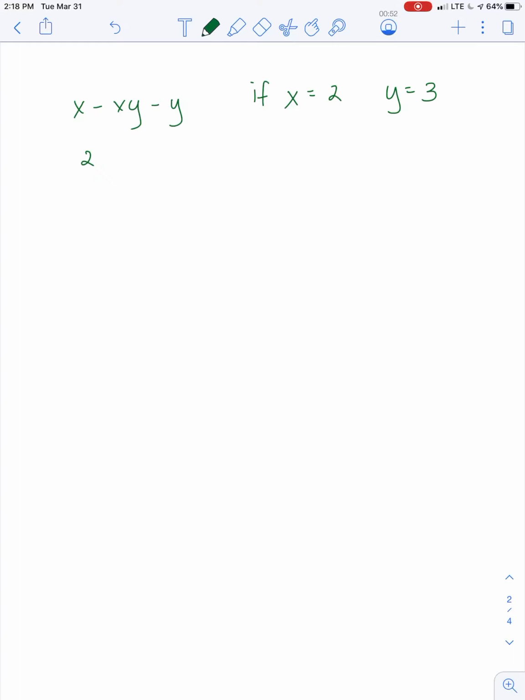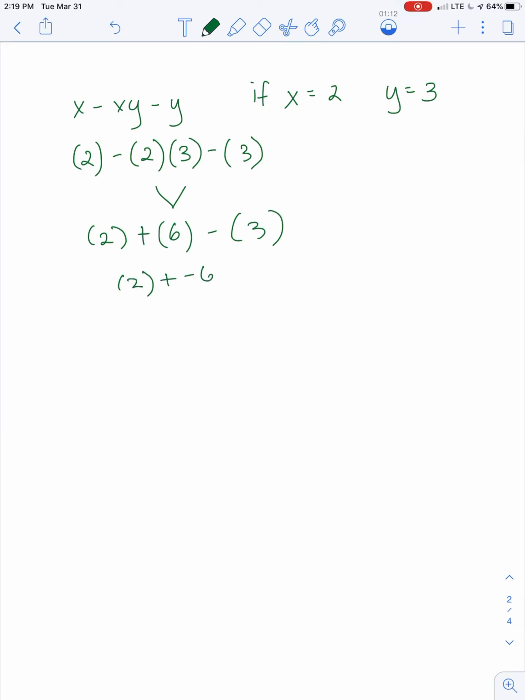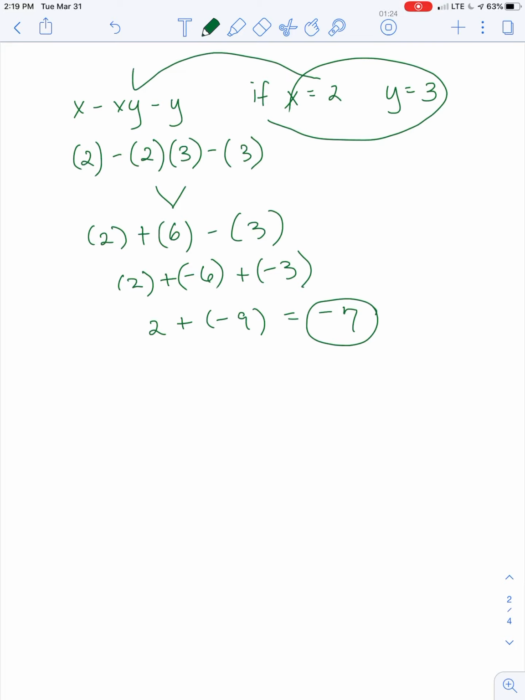We would just stick in our numbers for our variables here, like so. And we would evaluate that. We would do our multiplication first. So now I have 2 minus 6 minus 3. And we've worked this through to the end. We would end up with 2 plus a negative 6 plus a negative 3, and we end up with 2 plus a negative 9, and our answer becomes negative 7. Okay, so we've done that where we've dealt with positive numbers to substitute into our variables.